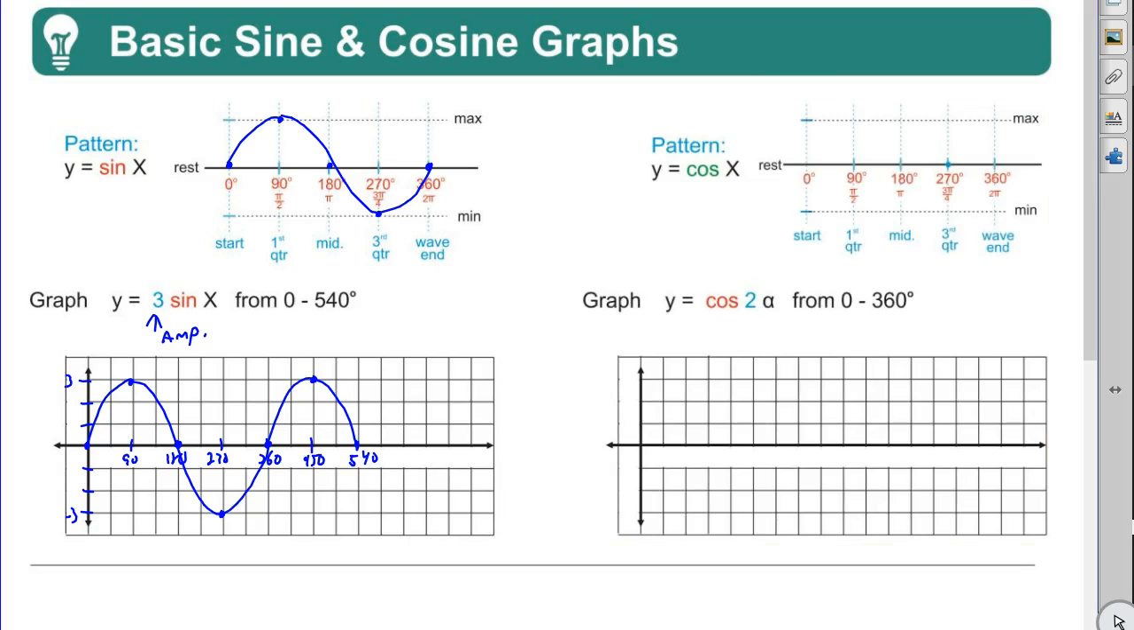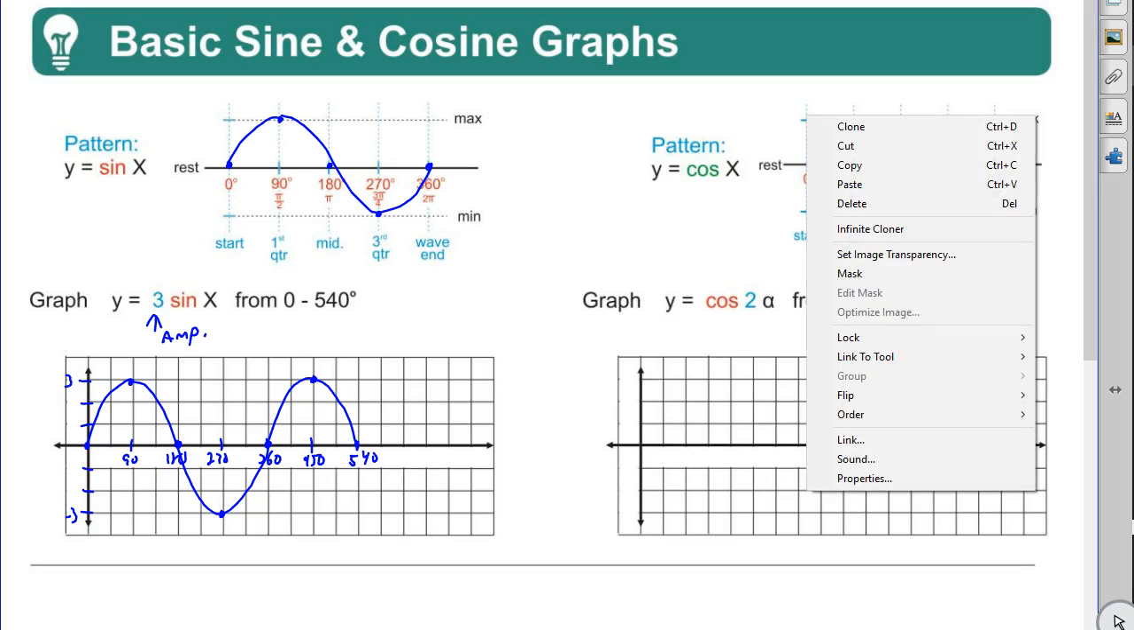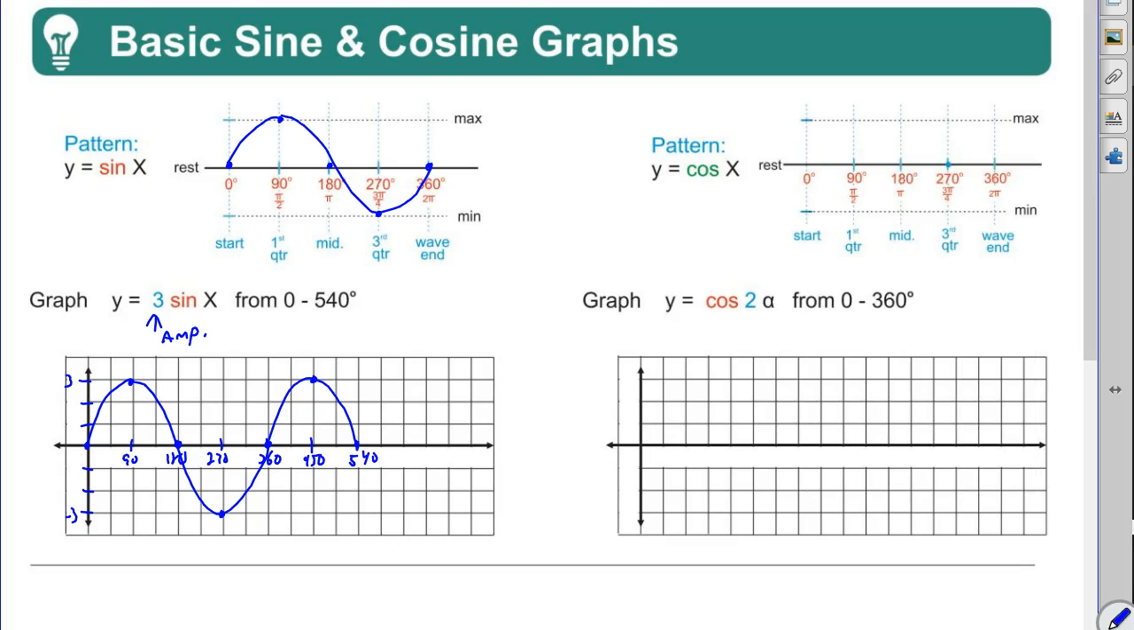Let's do the same thing with the cosine. Again, you have to understand the basic pattern for the cosine. Well, the cosine starts at a max. It then goes first quarter at 0 or rest. Halfway it's at a min. Third quarter back to rest. And finishes off at a max.